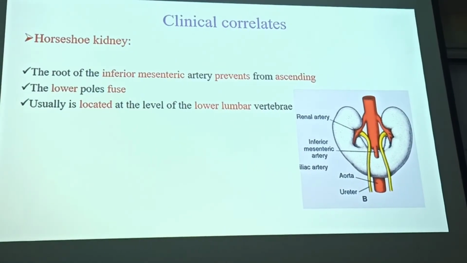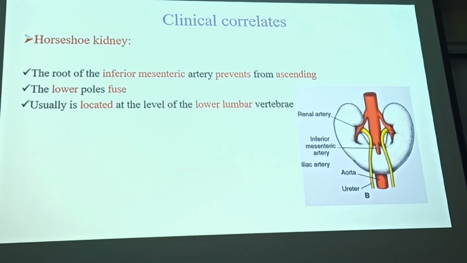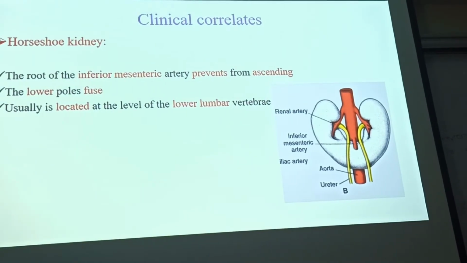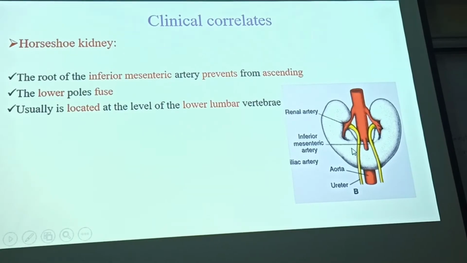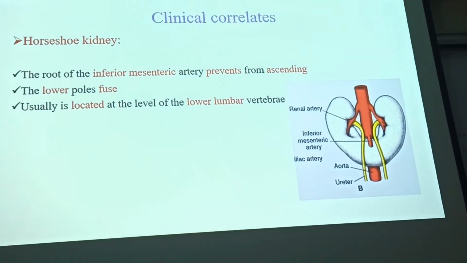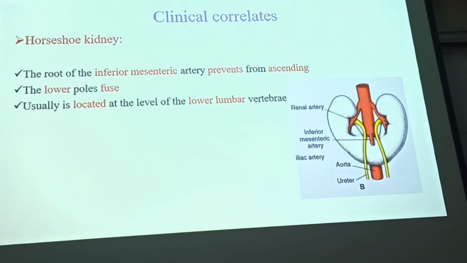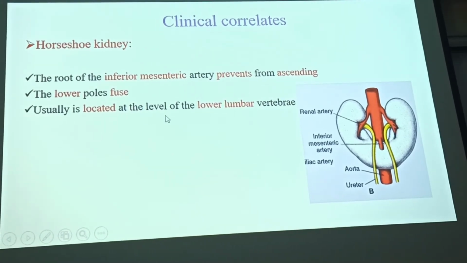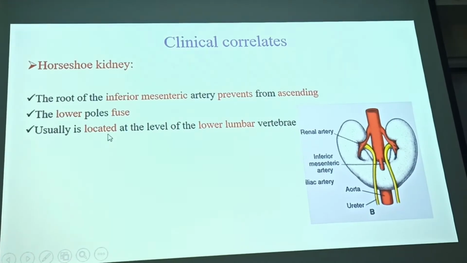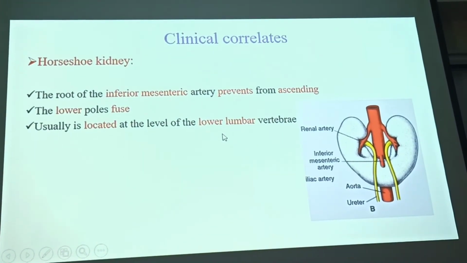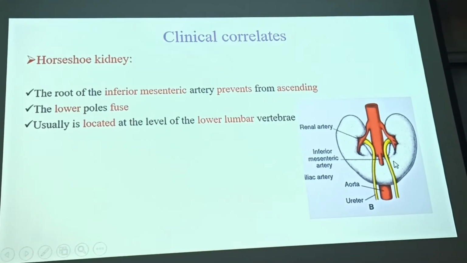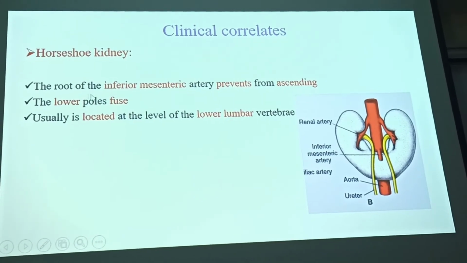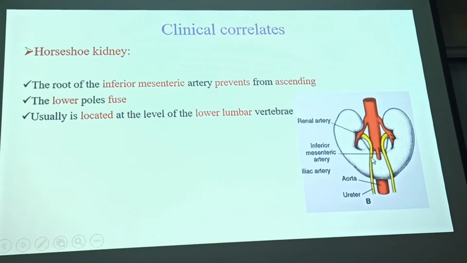So, there is another abnormal condition that is called horseshoe kidney. In this condition, the inferior poles of the kidneys are joined together, and then the kidneys cannot ascend to the abdomen. Okay? The inferior poles of the kidneys are fused together and usually located at the level of the lower lumbar vertebra. Okay? In other words, this is the inferior mesenteric artery. The root of the inferior mesenteric artery prevents the ascending process of the kidney. Okay?